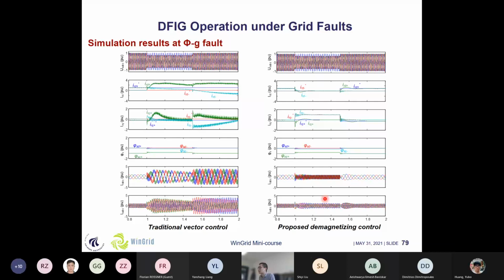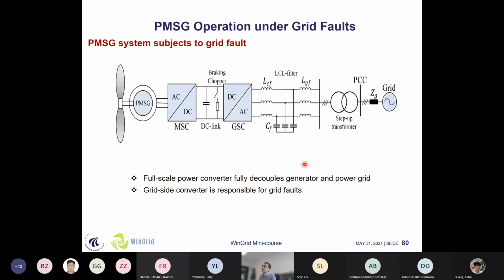Yeah, so here you can see that actually the demagnetizing control is much more preferred in case of these asymmetrical grid faults. And then we can talk about these type 4 wind turbines, which can also overcome these different grid faults. So here, different from this DFIG system, because for the DFIG system, it's actually mainly the load side converters which are those overcoming techniques for these grid faults.